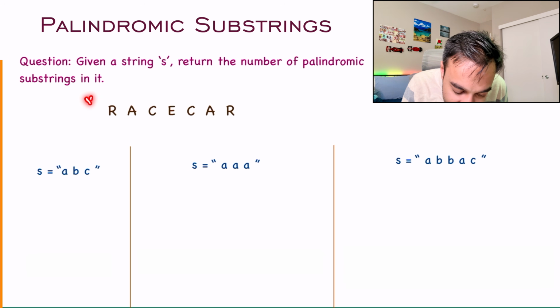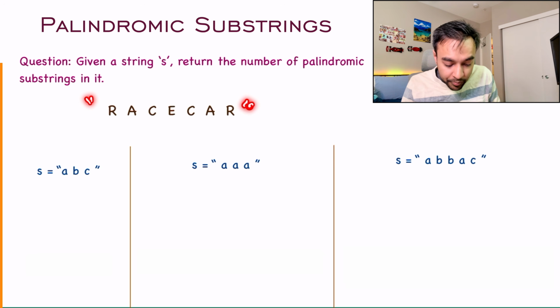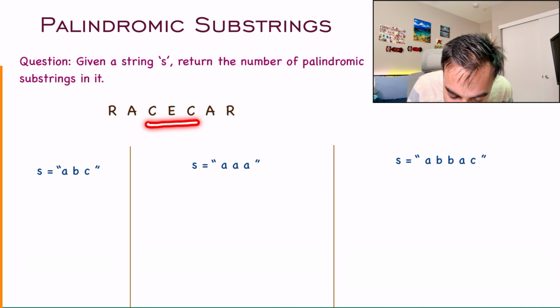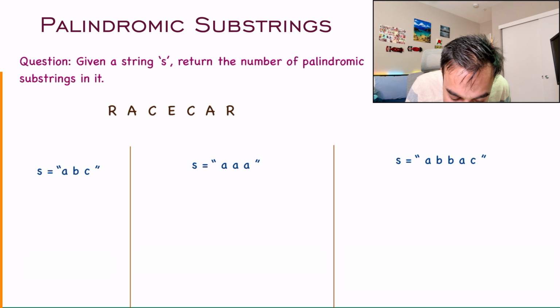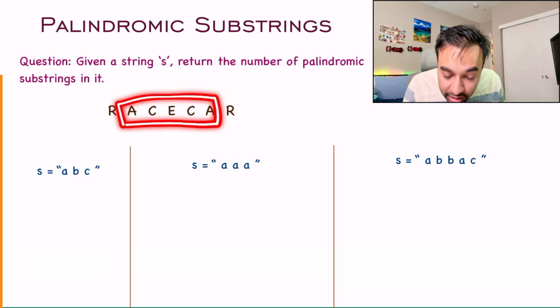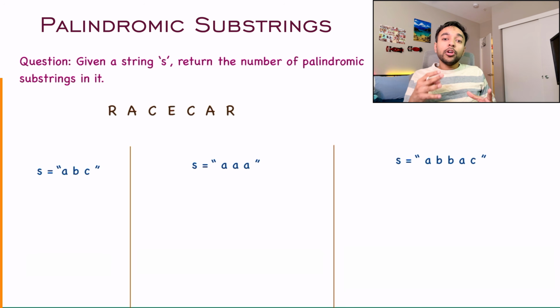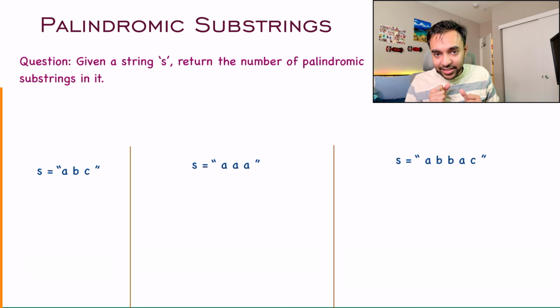For example, this entire string is a palindrome, right? But if you check this substring, CEC, this is also a palindrome. If you check this other substring, this is also a palindrome. So you have to tell me how many possible palindromes can you find out? So let us look at some of the sample test cases now.